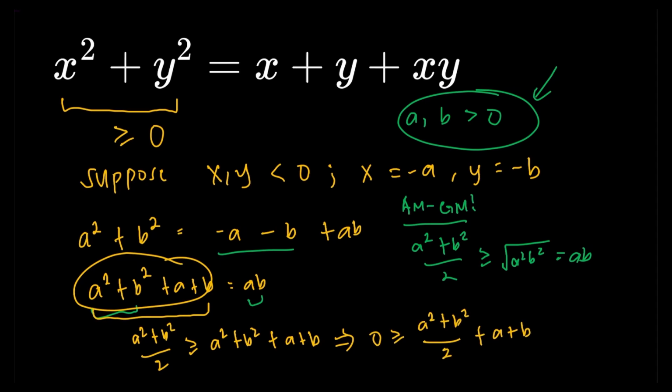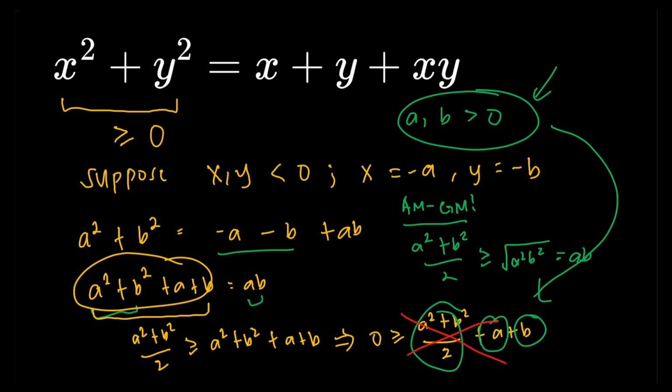And here is where things get interesting. A and b are both positive, so this is positive, this is positive, this is positive, but we're saying that 0 is greater than or equal to the sum of 3 positive numbers. Contradiction. It's impossible, so our assumption is wrong. So this case is actually impossible. So both x and y cannot be negative. Again, I'm just doing some parity checking.